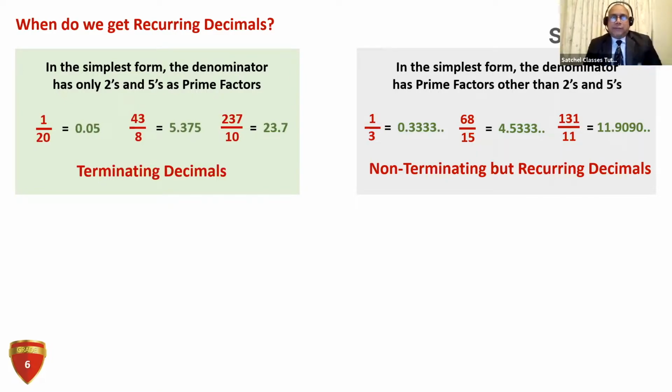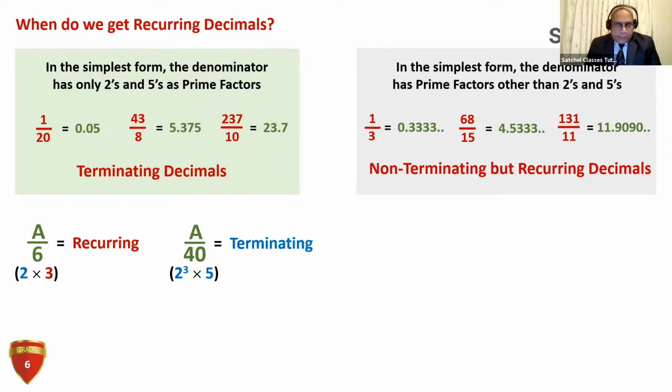So you should remember this from our earlier lesson: if the denominator consists entirely of prime factors 2 and 5, we get a terminating decimal. If the denominator has a prime factor other than 2 or 5, we get a recurring decimal. For example, any number over 6, because 6 consists of 2 and 3, will give you a recurring decimal because of that 3 in the denominator. On the other hand, a number divided by 40, the prime factors are 2 cubed times 5. It entirely consists of 2's and 5's, so we get a terminating decimal.